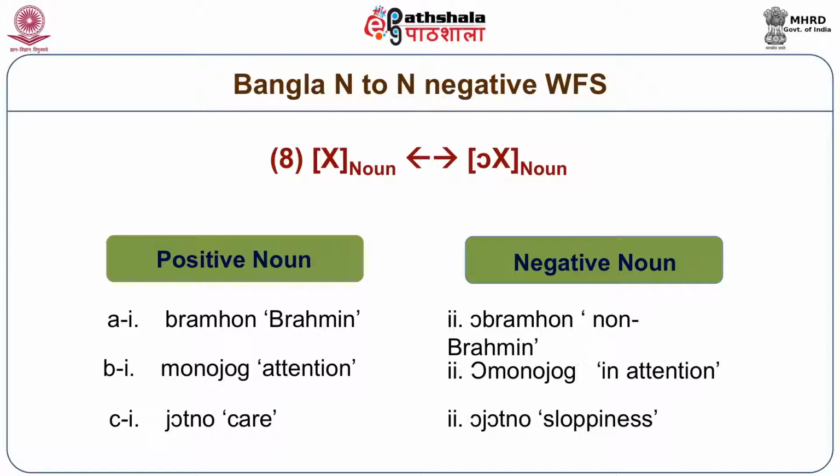We will first consider a bunch of words that take you from nouns to nouns, where the strategy has the form X noun, bidirectional arrow, o-X noun. So you get Brahmon for Brahmin and Abrahmon for non-Brahmin. You get monojog for attention and omonojog for inattention, jotno, care, or ojotno, sloppiness.